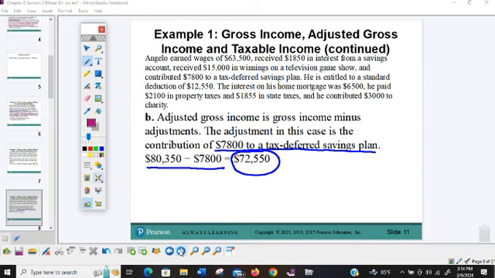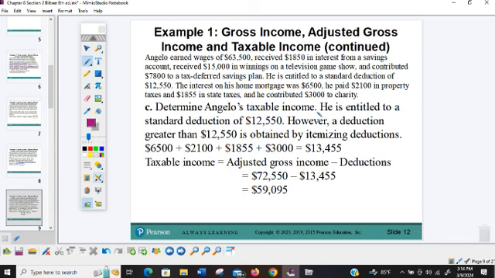Now next, we're going to look at the deductions he can make. Let's see what he can take off. We have his adjusted gross income, and now we're going to see if he's got any deductions. We want to determine his taxable income. He's entitled to $12,550. So let's look at what he can itemize. If he itemizes, we have the $6,500, the $2,100, the $1,855, and the $3,000 that he gave to charity. That adds up to $13,455. All of those are more than the standard deduction, so he should itemize. And when you take his adjusted gross income and subtract those deductions, this is called his taxable income. That is what he can be taxed on.